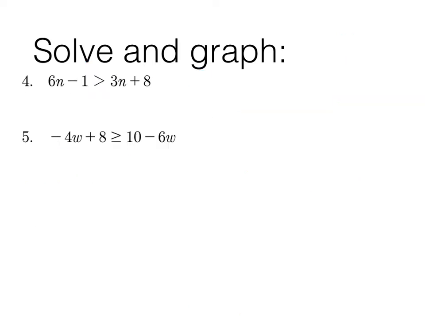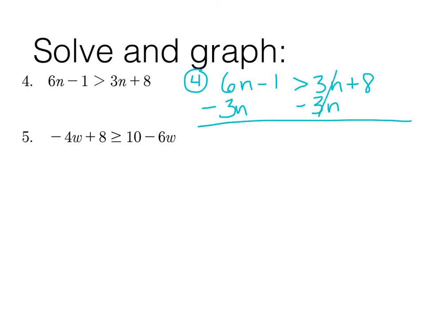You guys pause it and try it yourself, and then restart the video, but I'm going to jump right in and get started. Now on this first one, I have 6n minus 1, that's number 4, is greater than 3n plus 8. Now if you stick to the rule I taught you in class or in your notes, about getting rid of the smaller value of the variable, 3 is smaller than 6, you will not have to worry about the negative situation in the flippage. You won't have to worry about flipping.